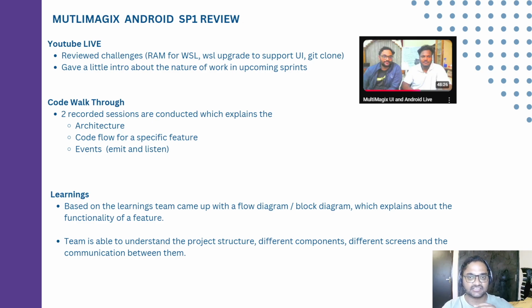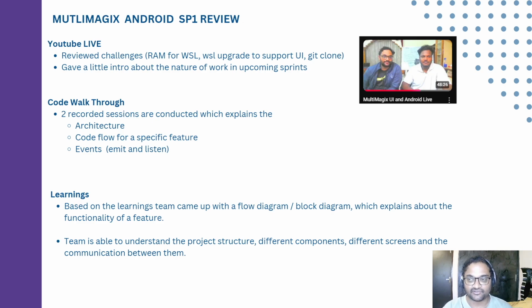As a written task, we asked the team to come up with a flow diagram or block diagram explaining the functionality of a single specific feature. And I am very proud that in a really quick time, in a couple of days or even less, the team was able to go through all the videos and sessions and come up with a good flowchart or block diagram which clearly explains the MultiMagix UI process, how those calls are happening, and what component screens are involved. At this point, the team is able to understand the project structure.